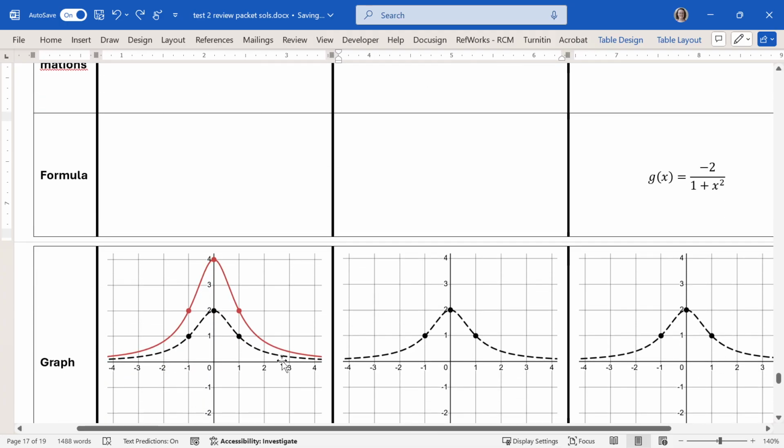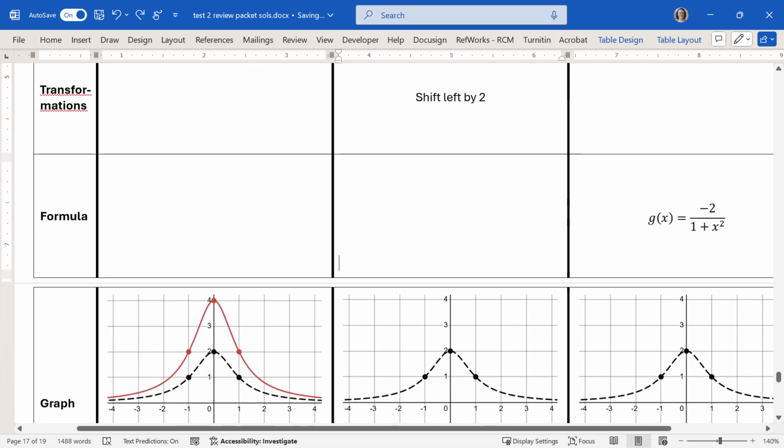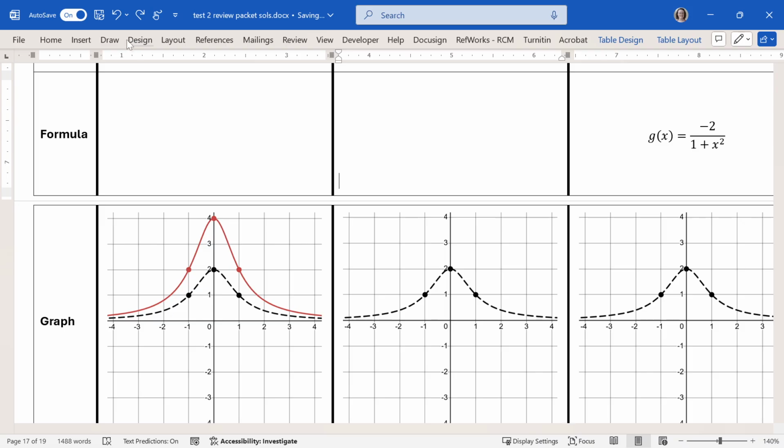Okay, so that's graphed with the dashed line down here. So that's our original function. And then each column, we're going to do this the same way as before. So in the first one, look at your 3 points that were marked. So this point has gone up to here. This point has gone up to here. This point has gone up to here. Now look, did they all go up by the same amount, or did they go up by a different amount? I think they went up by different amounts.